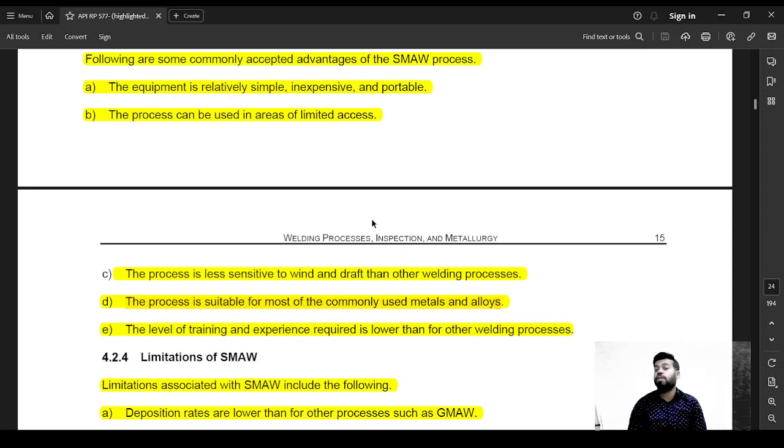The process can be used in areas of limited access. The process is less sensitive to wind and draft conditions. The process is suitable for most commonly used metals and alloys. The level of training and experience required is lower than for other welding processes.